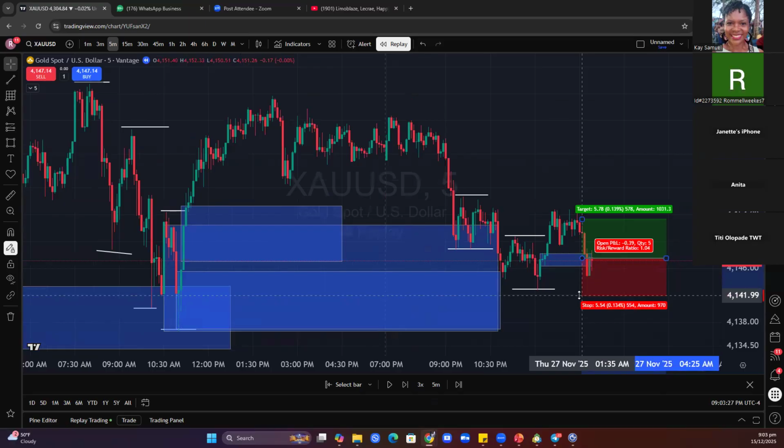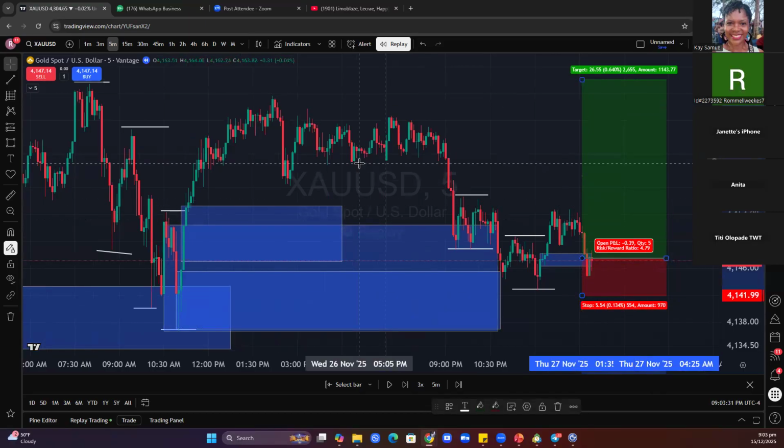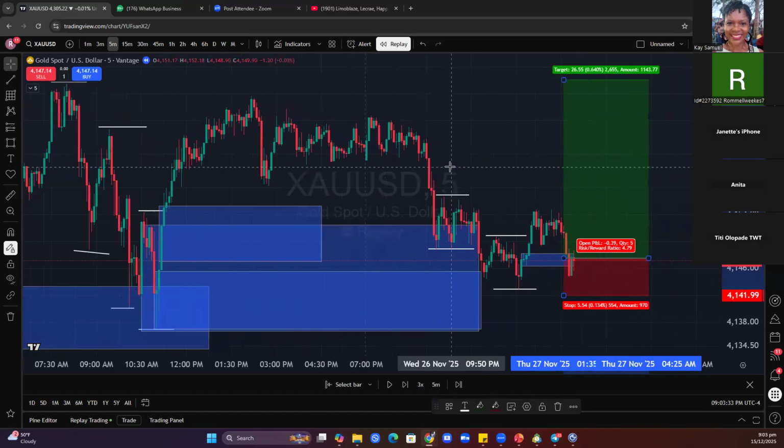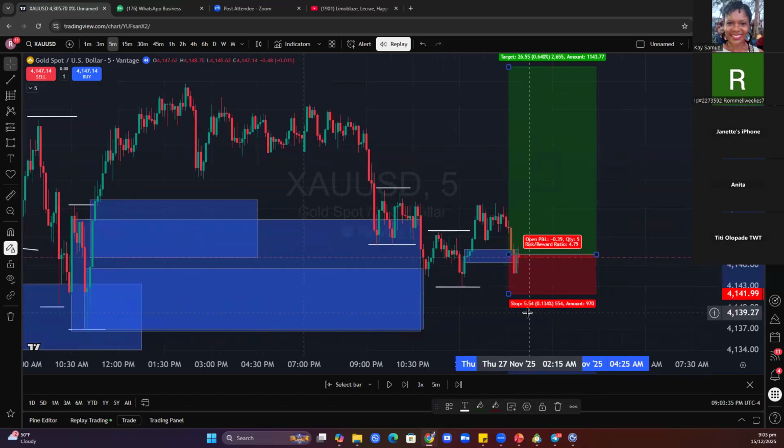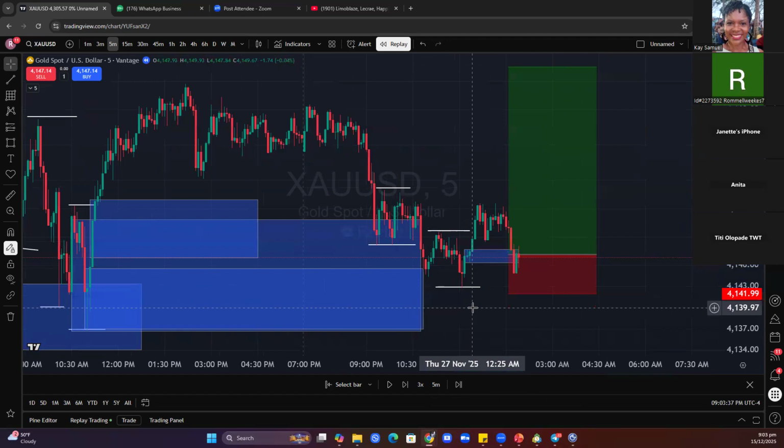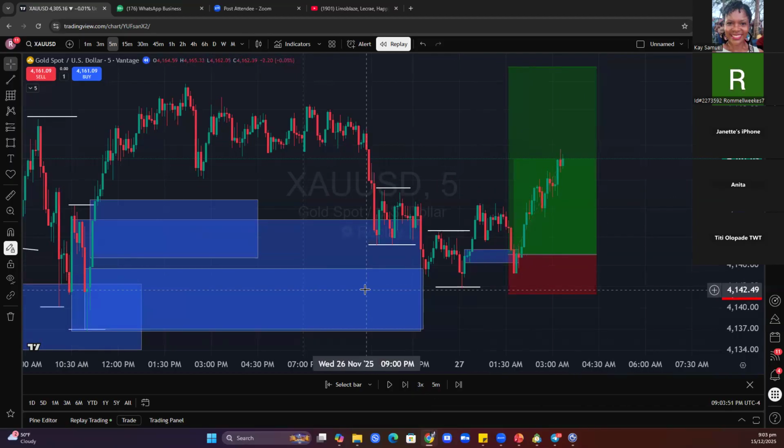Stop here, and then target back the highs. It's either going to play out or not, and that's all you've got to feel. That's your entry. Market pushed down instead of going up.